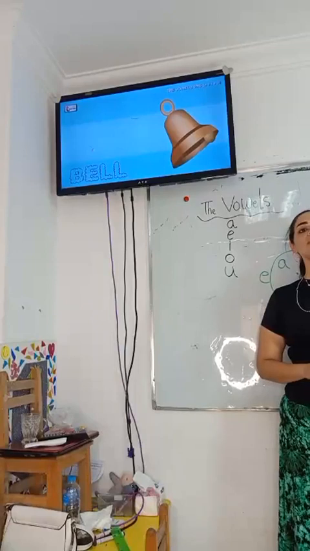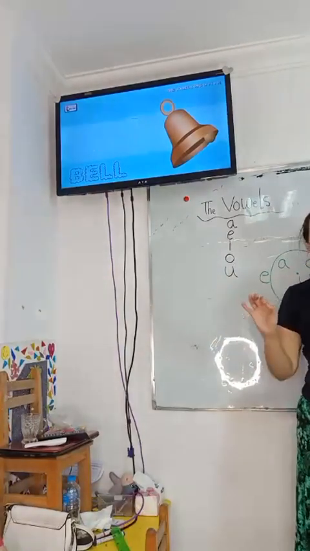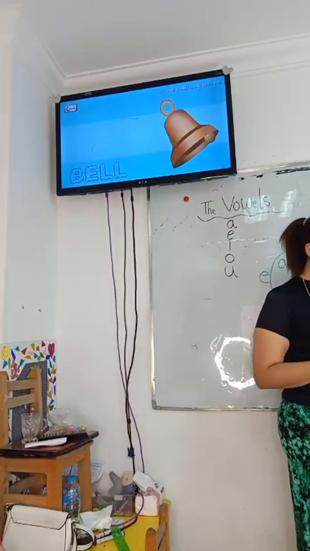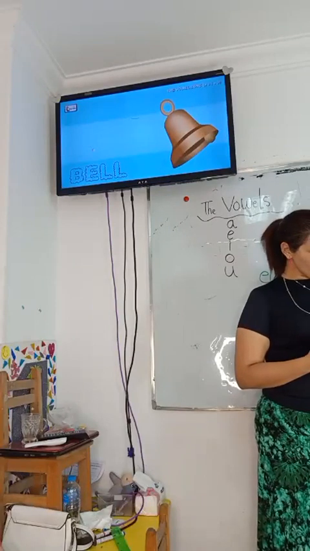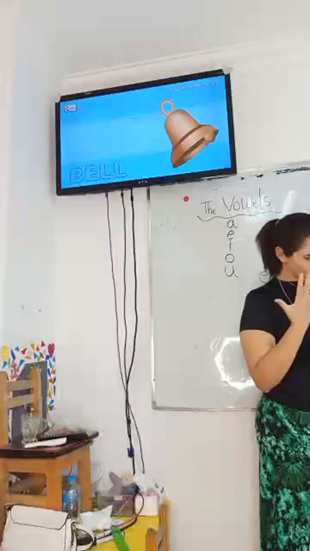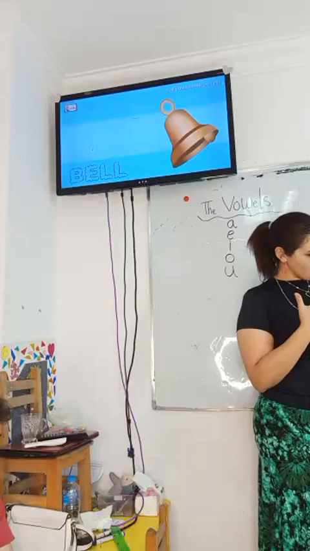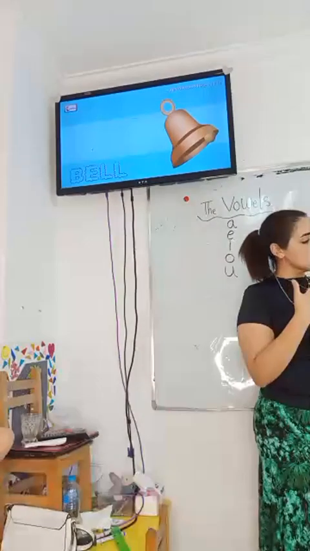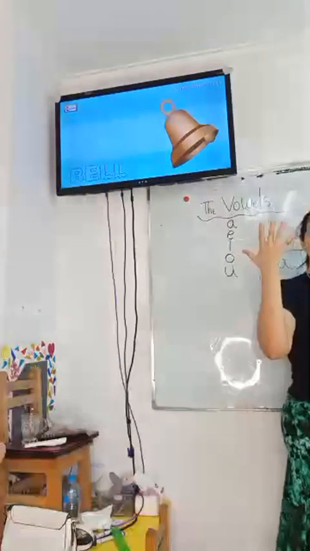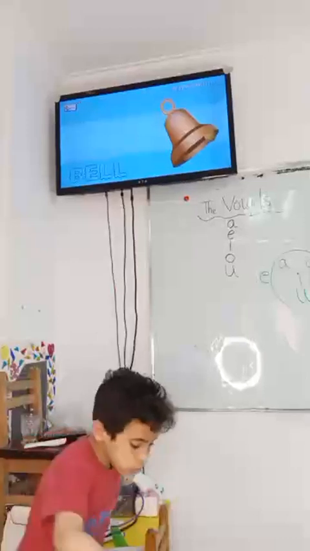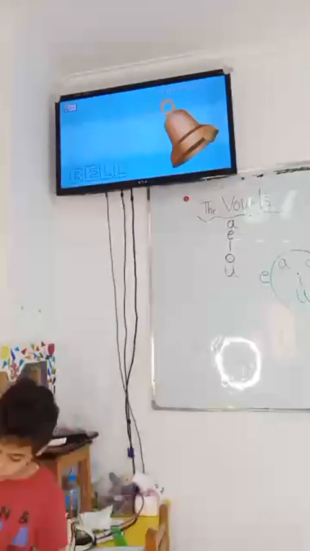So, Karma, Yasmina, what is the sound for letter I? E. Okay. Vowel letters are good letters. Laya, what are the vowels? A, E, I, O, U. What are the vowels? A, E, I, O, U. Okay, guys, vowel letters are good letters. Any other letter is yucky.